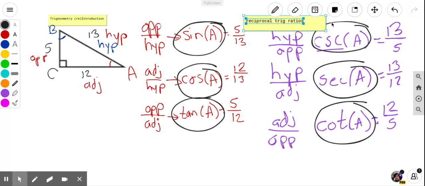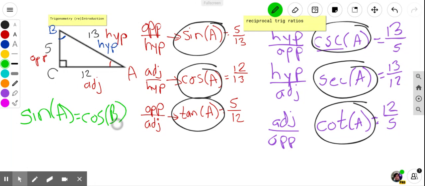How do you think the complementary trig ratios, aka you know how like sine of A was equal to cosine of B? Remember that? Well, what if I'm talking about cosecant of A? What will that equal? Something interesting to ponder on. Let's see if you guys can get it.